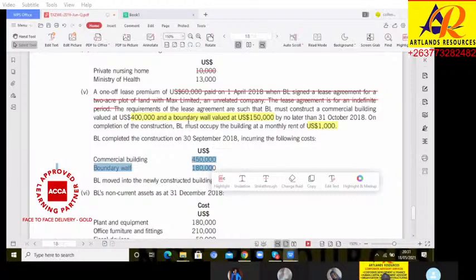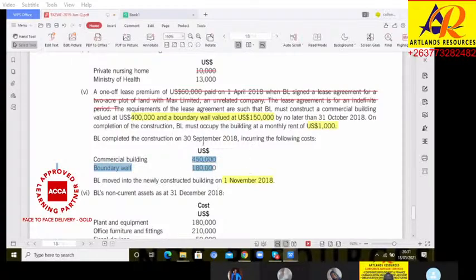Now, in the books of the lessee, which is Max Limited, the lease premium of 60, it's taxable in full, it's income. And the rental received of 2,000, it's income. And the asset constructed by the lessee, now in the books of the lessor, the premium is income, taxable in full. Rent, the rent received, is taxable in full.